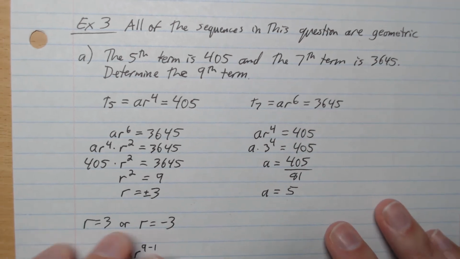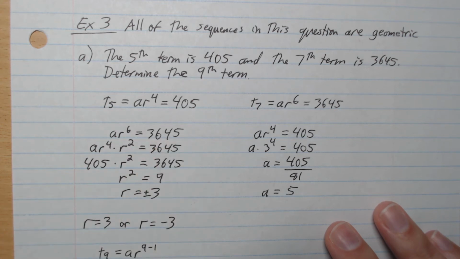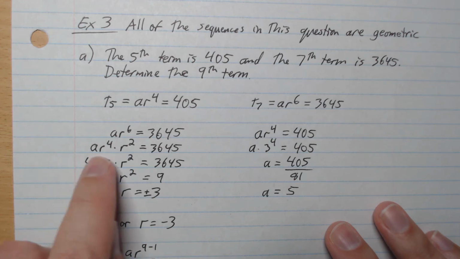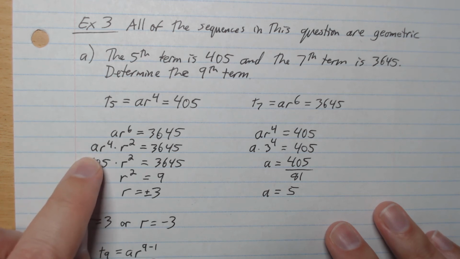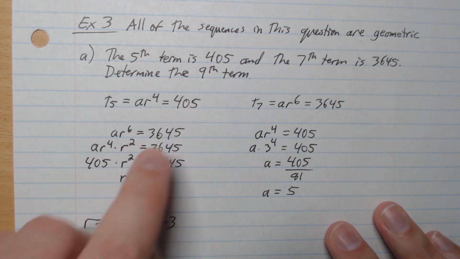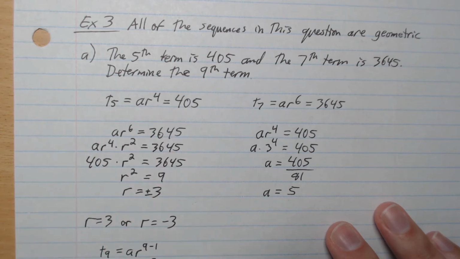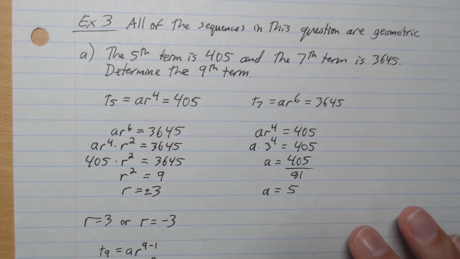So here's what we're going to do. We're going to start with our ar^6 equals 3645. We're going to rewrite this as ar^4 times r squared, right? This adds up to r^6, or multiplies to r^6, you could say. And so this ar^4 we know is 405, so we plug that in as such. We divide by 405 on both sides, so we get r squared equals 9. Square root both sides, so we get r equals 3 or negative 3.